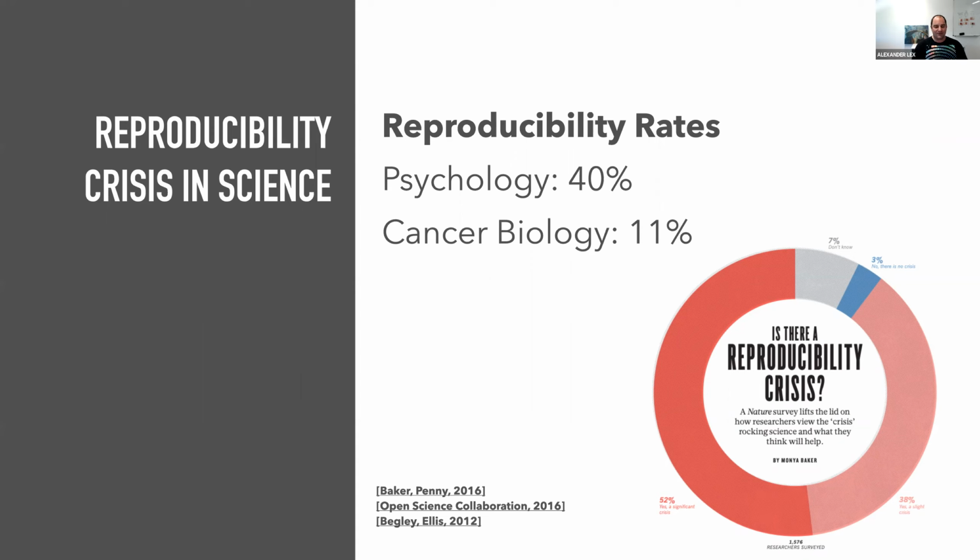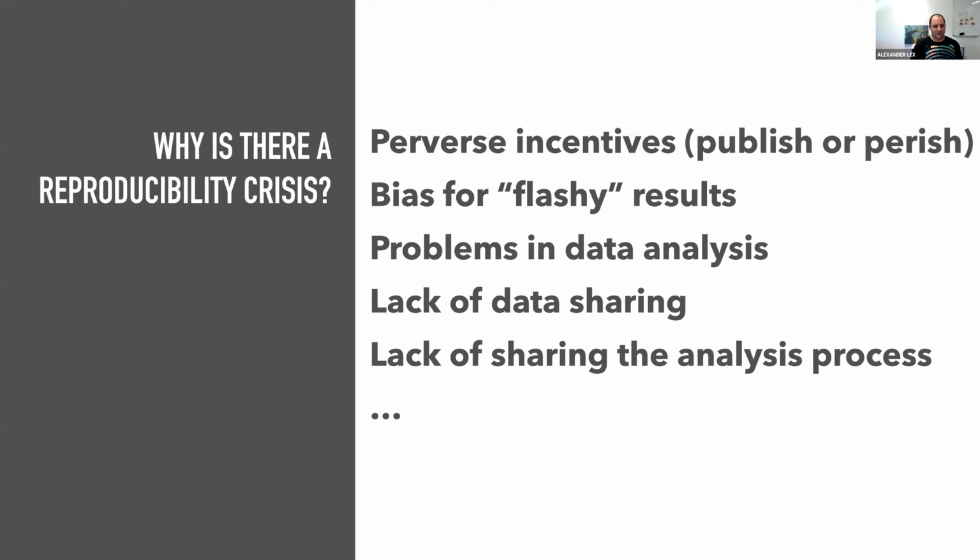Selected initiatives try to replicate studies in psychology and in cancer biology. And in psychology, only 40% of experiments were reproducible for this particular study. And in cancer biology, only 11% of all findings were reproducible based on the information found in the papers. So that's not a good rate, right? This is problematic. And why is there a reproducibility crisis?